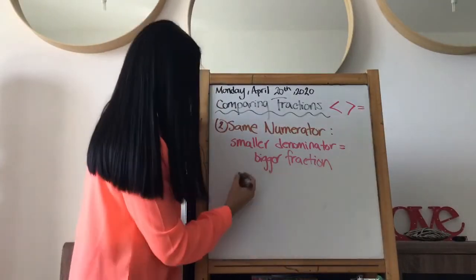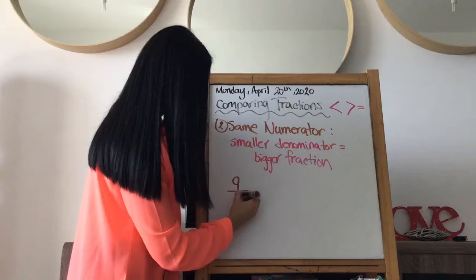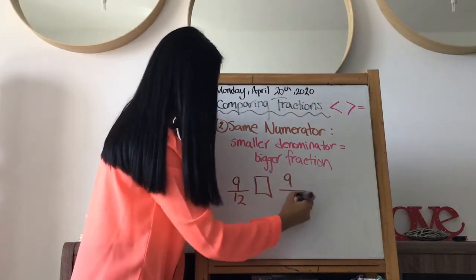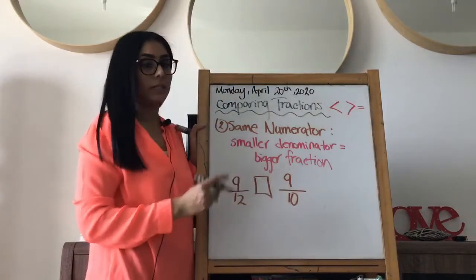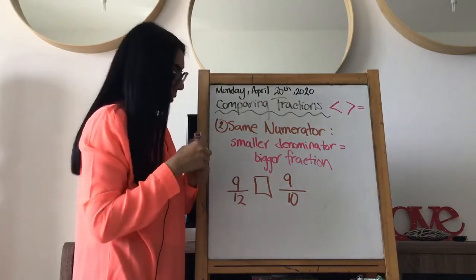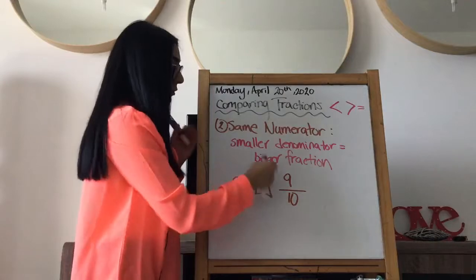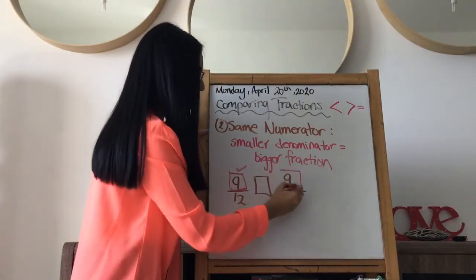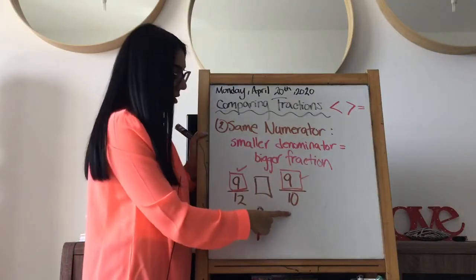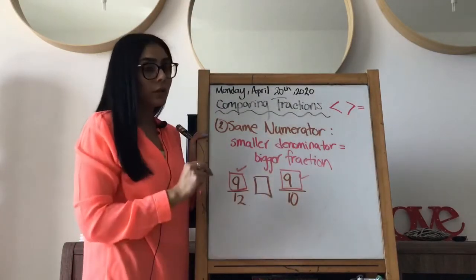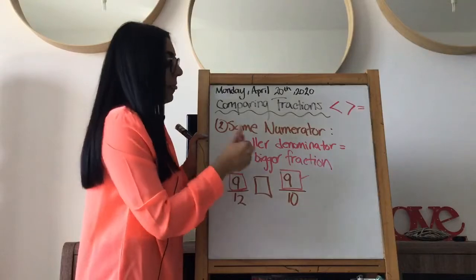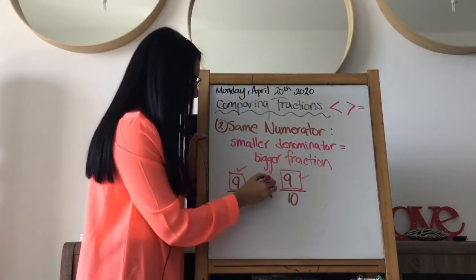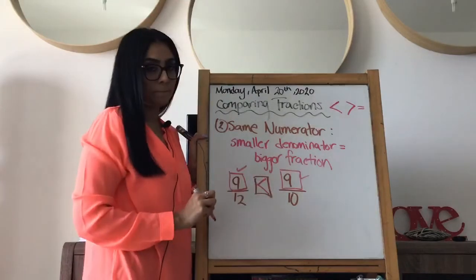If I have 9 over 12 and something is equal, greater than or less than 9 over 10, right? 9 over 10 and 9 over 12. Now, again, my numerators are the same, right? As soon as you see numerators are the same, look at the denominator. The smaller the denominator this time, the bigger the fraction. So is it 10 smaller or 12? 10 is smaller, therefore this one is bigger.